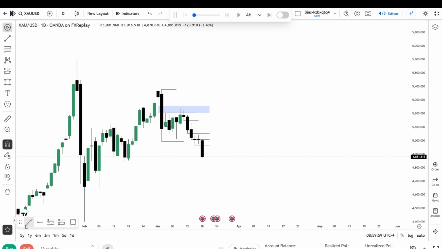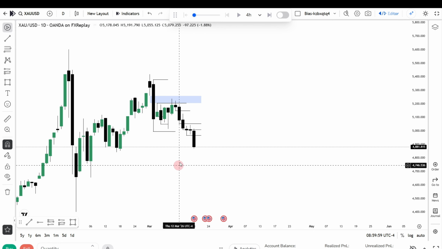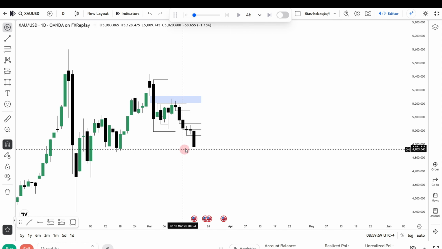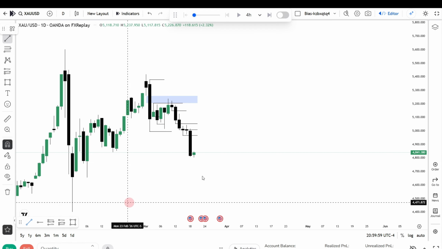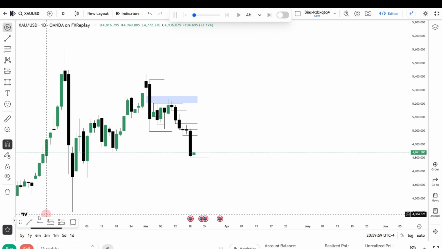Okay, we got the displacement lower. As you can see, we displaced under this candle, so I'm anticipating lower deliveries. Okay, we get a big candle here. Mark out the lows and highs of it.